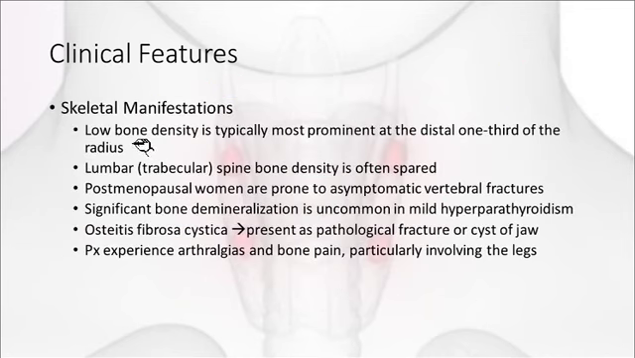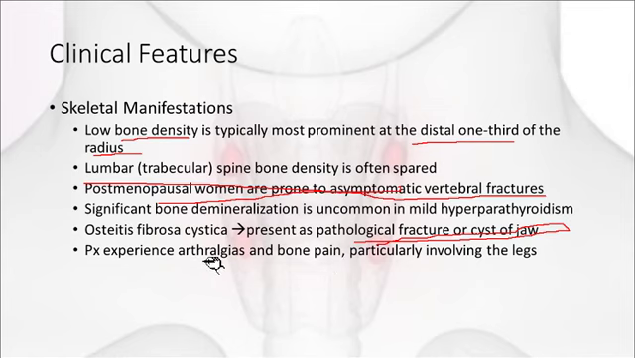Skeletal manifestations are usually as a result of low bone mineral density that is typically found in the distal 1/3 of the radius. Lumbar or trabecular spine density is usually spared. Postmenopausal women are prone to asymptomatic vertebral fractures, which may be the first indication that they may have hyperparathyroidism. Significant bone demineralization is uncommon in mild hyperparathyroidism, right? Osteitis fibrosa cystica is present as a pathological feature, a pathological fracture or cyst of the jaw.